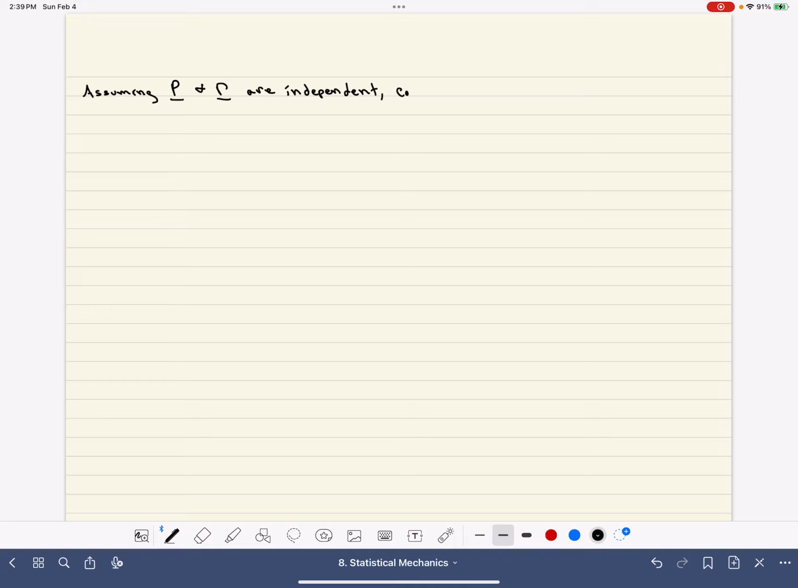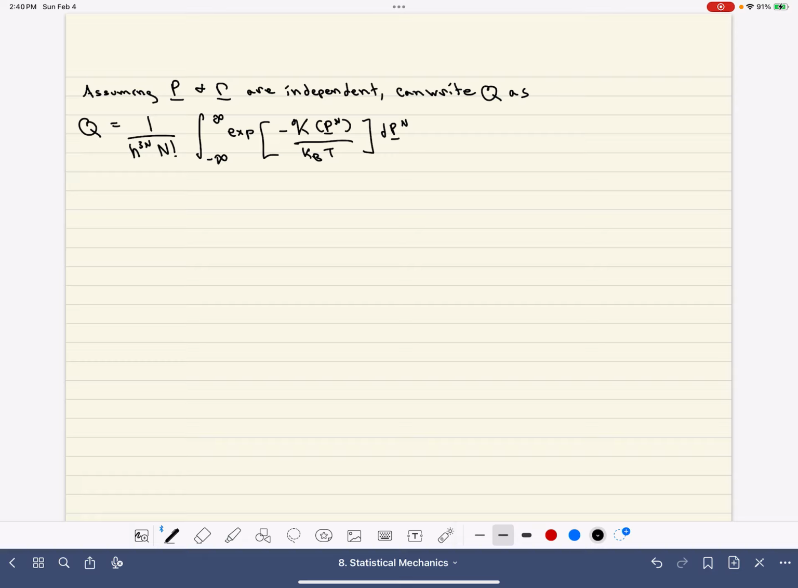And so if that's true, we could split up the integrals like this. So we're just going to have an integral for the momentum. We'll write our Hamiltonian in terms of momentum divided by kBT, and here's our momentum vector.